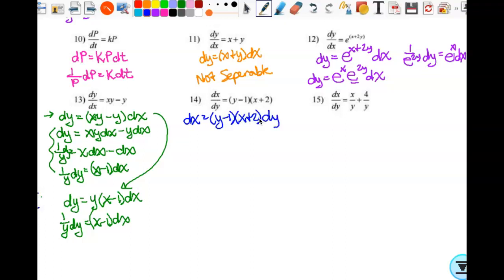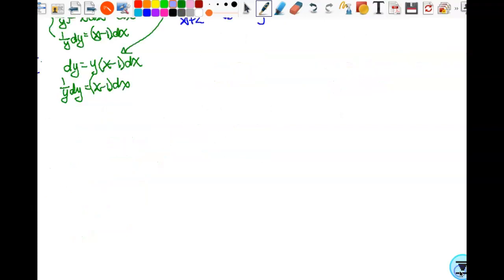No reason to FOIL, no reason to distribute. My goal is, since I have dx on the left, dy on the right, all the x's on the left, so I can divide by this. And I can have dx over x plus 2, or 1 over x plus 2 times dx. I was just doing it different because you know that it can be either way. These parentheses I still need, y minus 1 times dy. Okay. Any questions on any of those? All right. Let's look at 15.